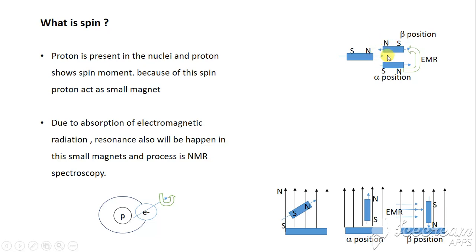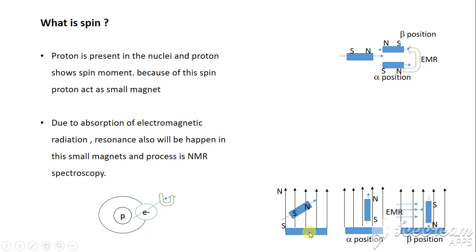Because of the repulsion, this proton flips and converts into this position, which is a low energy position, aligned with the direction of the large magnet. It's called the alpha position, and this is the beta position. After absorption of electromagnetic radiation, the proton flips again and converts into this position, called the beta position, and high energy is required. That phenomenon is also explained in this figure.